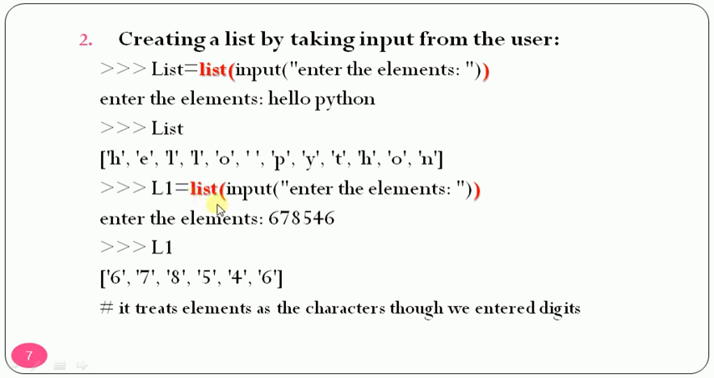Now let's input some numbers instead of characters. We are inputting some numbers 6, 7, 8, 5, 4, 6. We want to create a list like this, but what happens here is it will be inputted as a list of characters. See, this 6 is enclosed within quotes. That means it is not an integer, it is a character. So this treats the elements as characters, even though we are entering numbers.